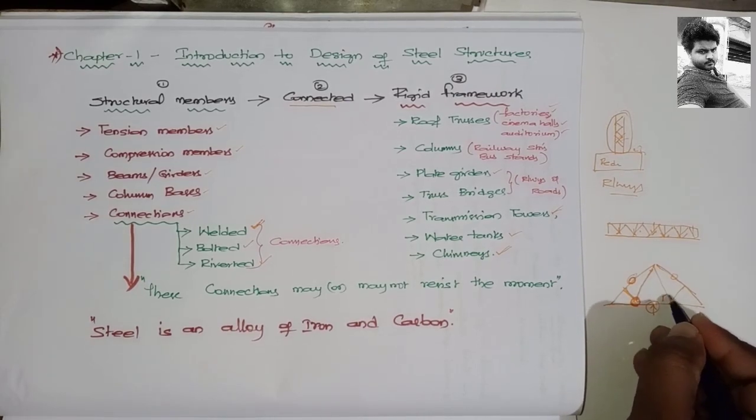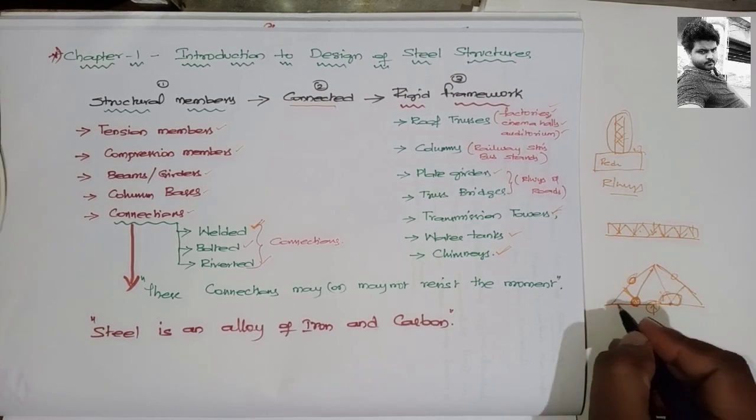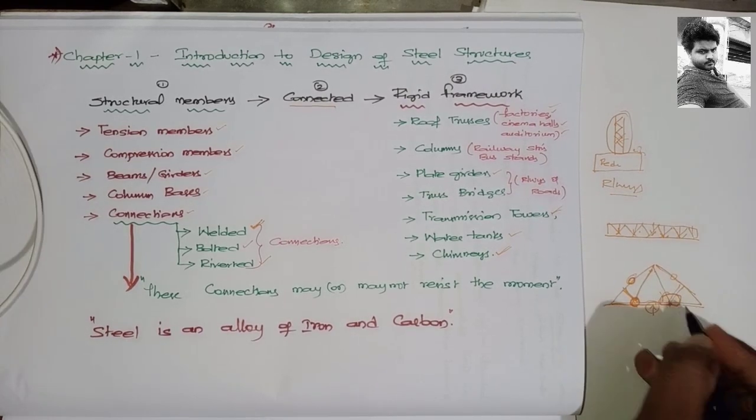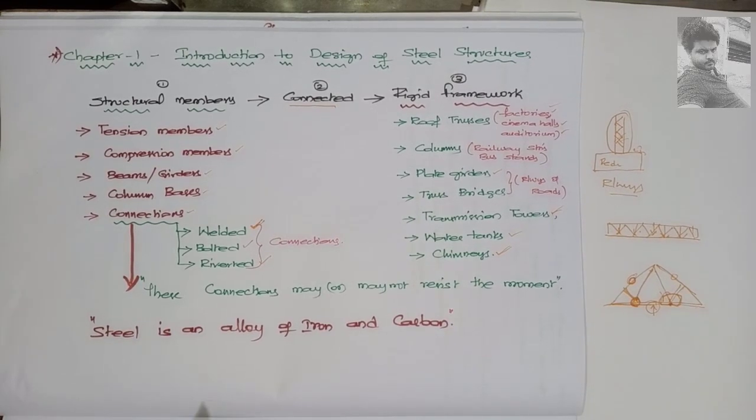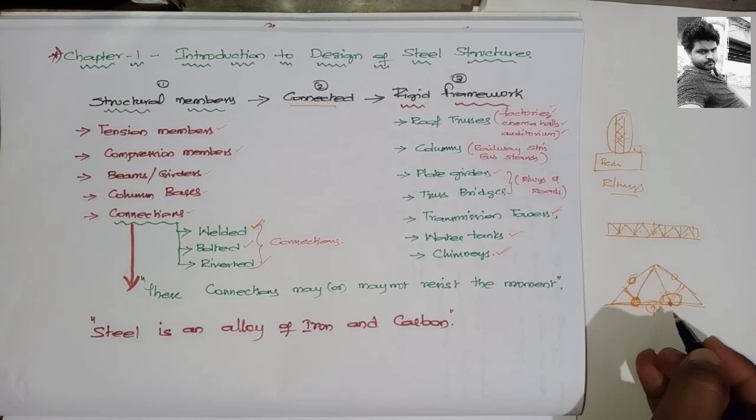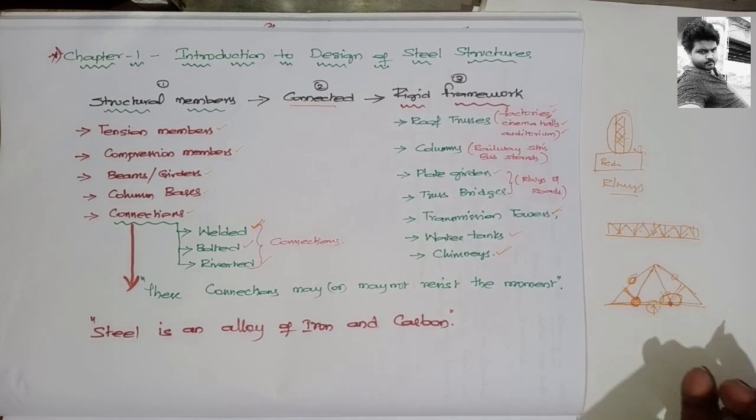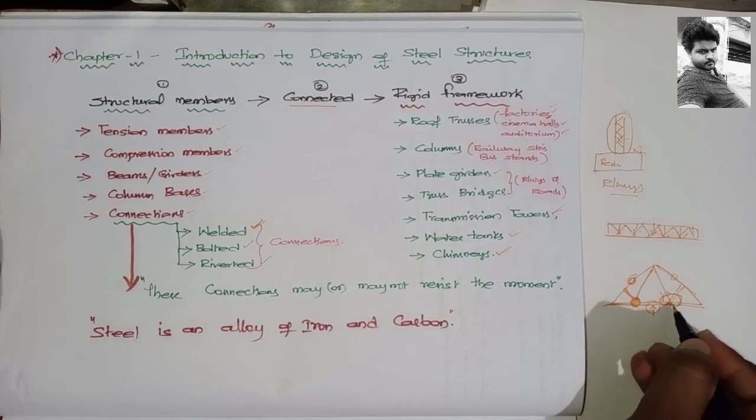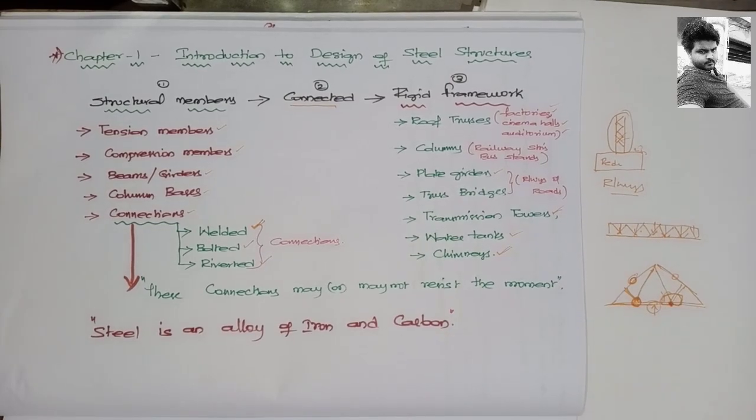But directly we can't do this. Here we will be providing some gusset plates. We call it a gusset plate. To these gusset plates, these members will be connected depending upon the loading conditions. Even though you are connecting, these connections may or may not resist the movements that are developed due to these loading conditions. Generally, when there is a force in a member at a particular distance, there may be a chance of getting a movement, and those movements may or may not be resisted by the connections.